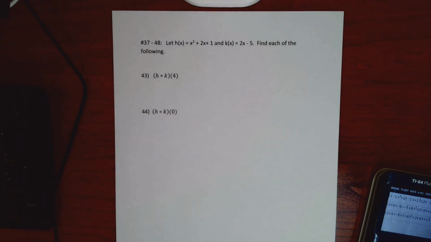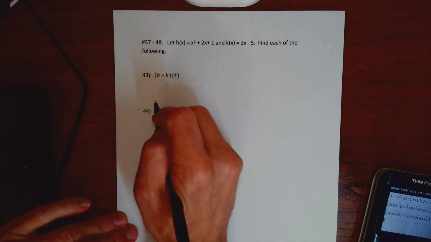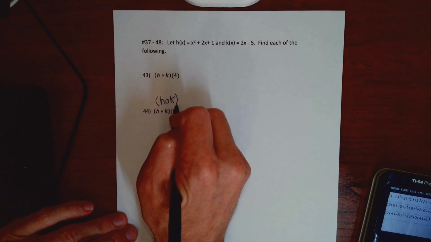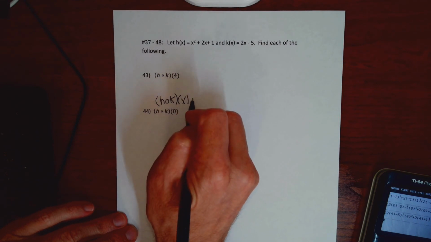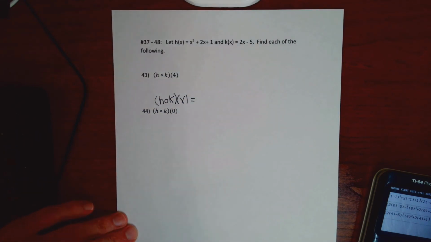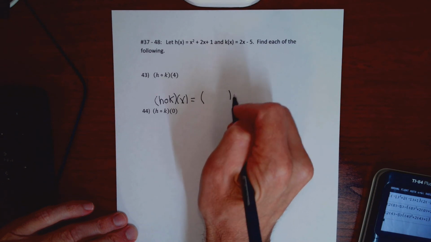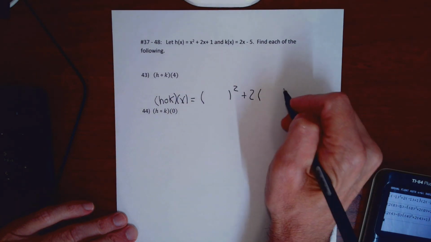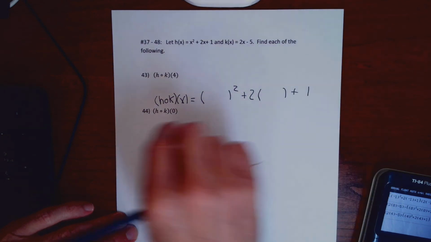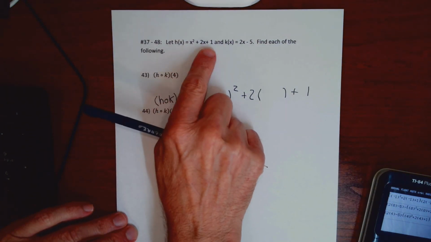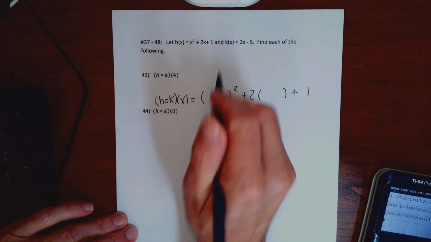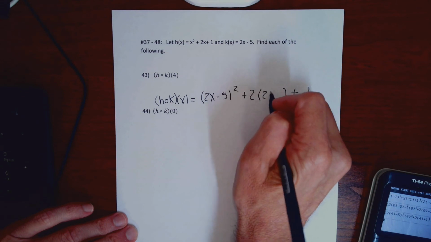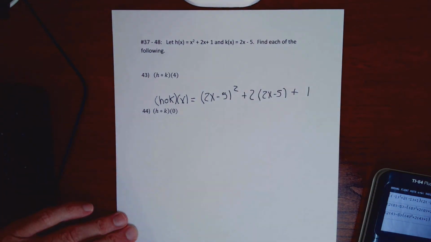Next, you want composition of functions. No big deal. For 44, I'm going to find out what x's I need to plug in for 0 by finding h composed with k of x. To find any composition, I take the function that's written first and change its x's to the function that's written second. So I'm going to take the 2 h's in the h function, change them to 2x minus 5. And now I'm going to plug in 0.